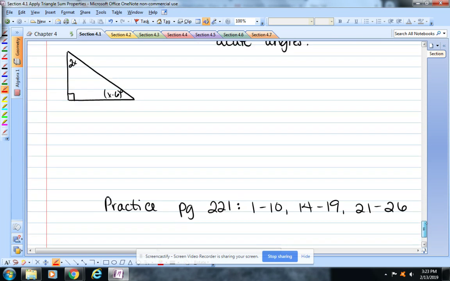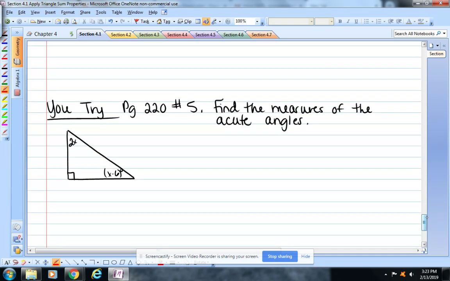All right. This is our last example for the day. We're going to use that same corollary to the triangle sum theorem. Find the measures of the acute angles. So if you look at the picture, that is a right triangle. It's got a 90-degree angle. So that means these two acute angles have to equal 90 together. 2x plus x minus 6 equals 90 degrees. Like term, 2x plus 1x is 3x minus 6 equals 90 degrees.